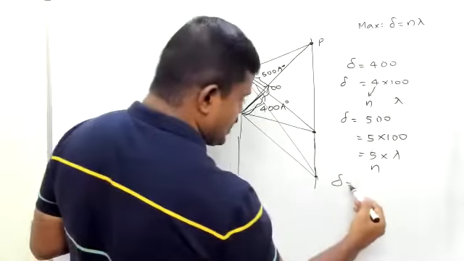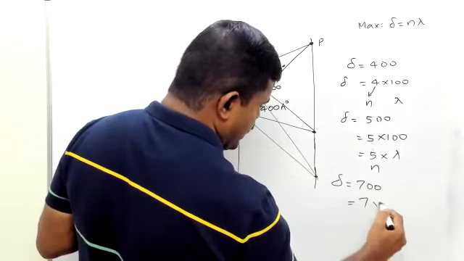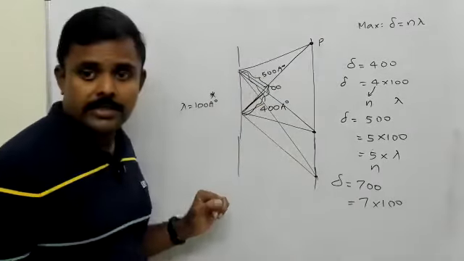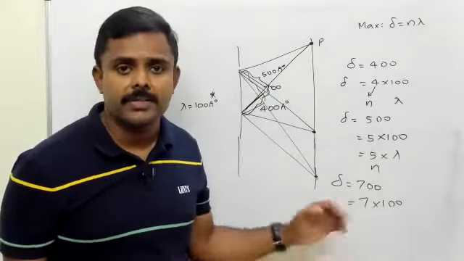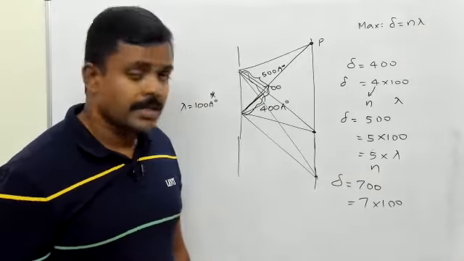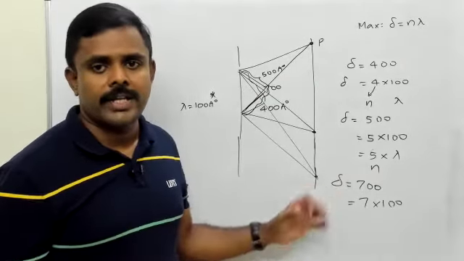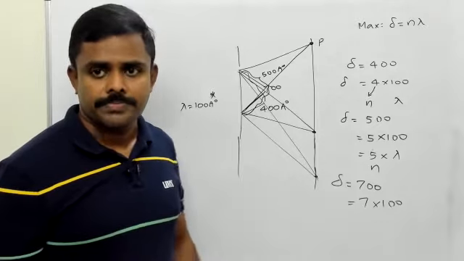Tell me what delta equal to 700 can be written as: 7 into 100. So that must be which band? It is the 7th bright band. Understood? 7th bright band. So this is how we get the condition for maximum or minimum.